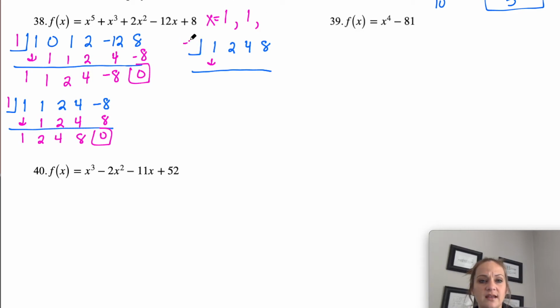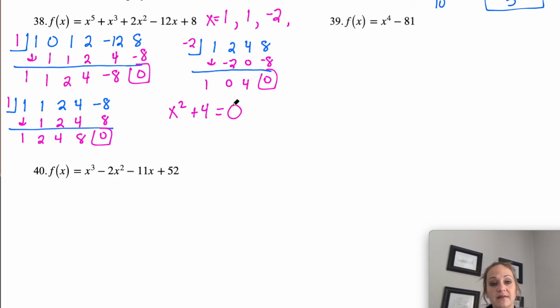So let's try a negative 2. If I bring down the 1, negative 2, 0, 0, 4, negative 8. And it worked. So I know that negative 2 worked. Now we get down to x squared plus 4 out in this case.